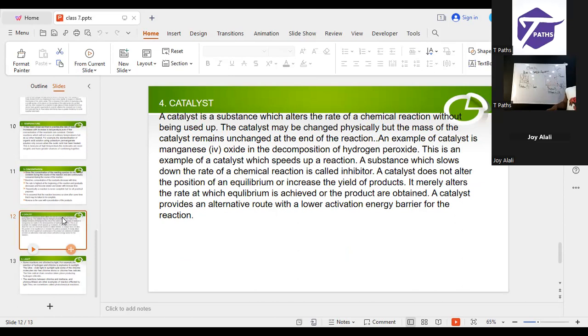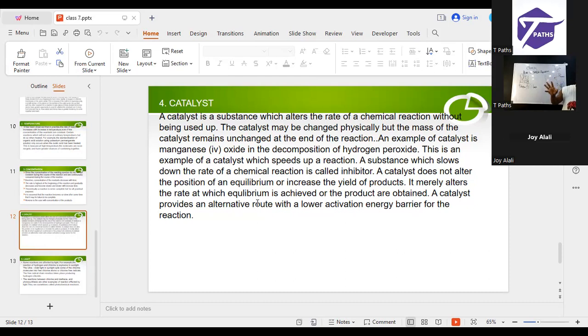So the reason I put a catalyst is for it to alter the rate of reaction. For example, in the decomposition of hydrogen peroxide, using manganese(IV) oxide helps the reaction, because it speeds up the reaction. But you observe that not all catalysts speed up reactions. Some will slow the reaction, or decrease its rate. And that is called what? Inhibitors. That is called inhibitors.